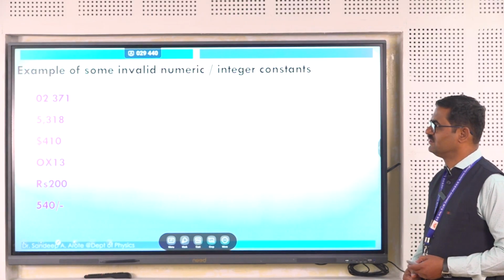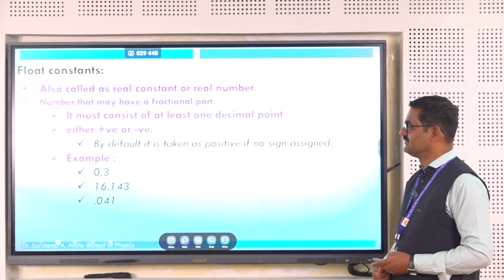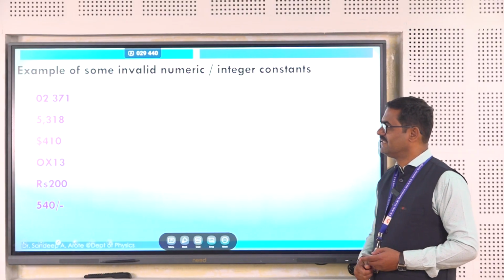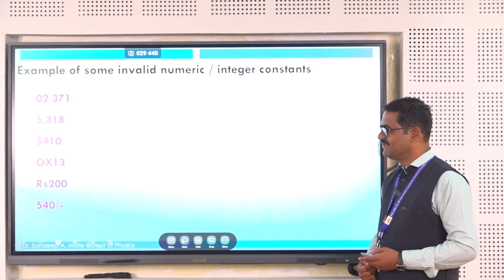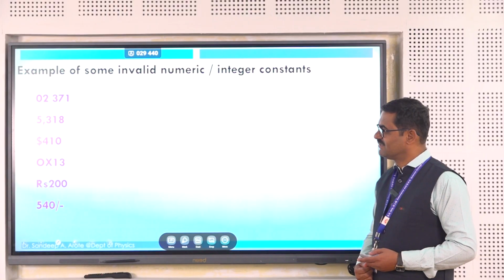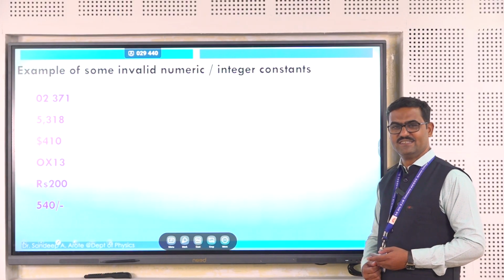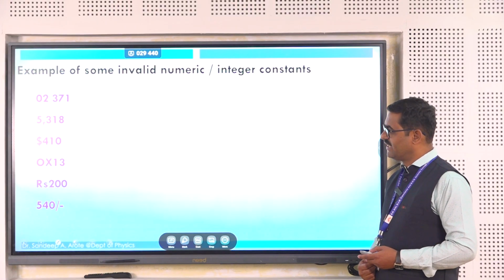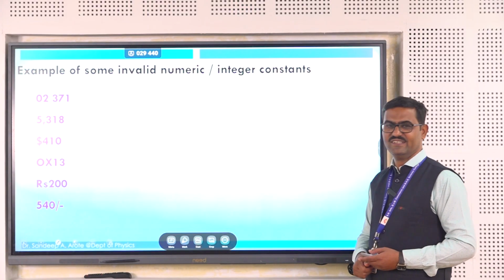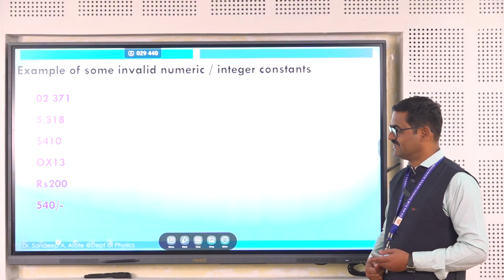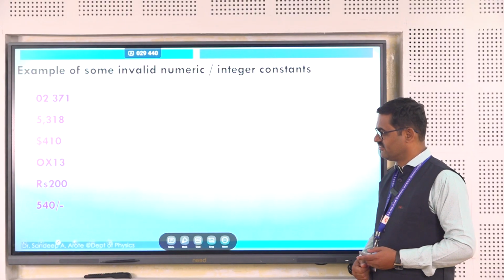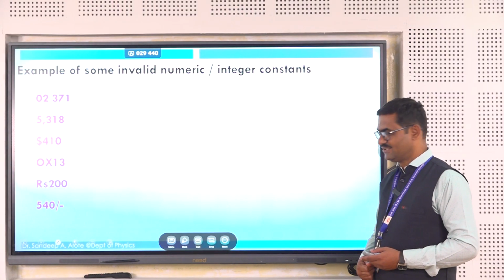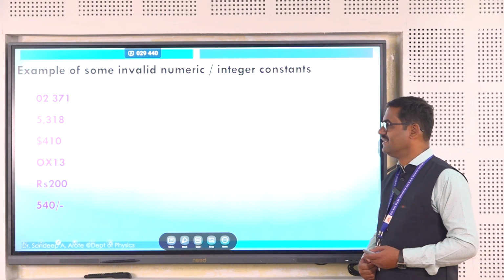Now, see some invalid examples. The first is 02 371. Why is it invalid? Because it contains a blank space. 5,318 is invalid because a comma is not allowed. Then $410 is invalid because the dollar sign is a special character which is not allowed. Then O x13 is also invalid, because that is not a zero, it is the letter O, and O is not allowed. Then RS 200 is also invalid because R and S are not allowed. 540 slash dash is also invalid because slash and dash are special characters, which are not allowed.